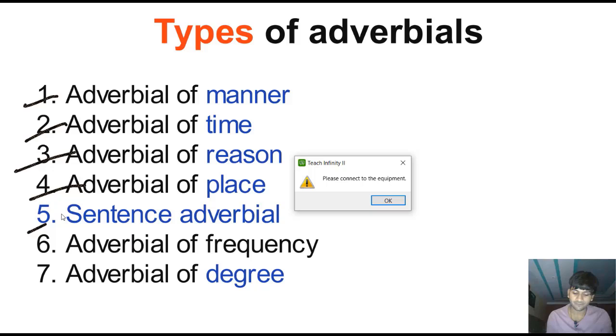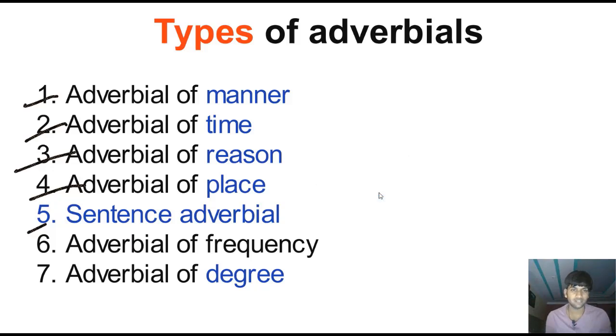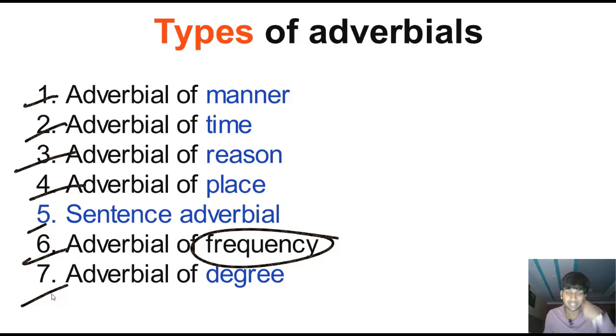Fifth is sentence adverbial. It will modify the entire sentence and give information about the entire clause. Seventh is adverbial of frequency. It will talk about how frequently that particular action happens or takes place. And the last is adverbial of degree. It will talk about to what degree something is true, to what degree something happens, or to what degree something is true or correct. So let's look at them one by one.